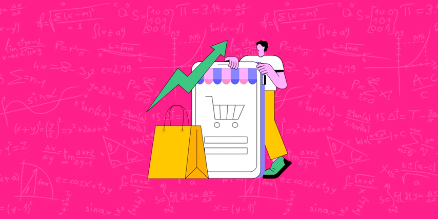Exactly. Okay. And then there's also the idea of completeness. Like we humans, we like things to be complete. We like sets. We like to have all the pieces. Yeah. So when we see a bundle that offers a complete solution, whether it's a set of skincare products or a collection of tools, it appeals to that desire for completeness.